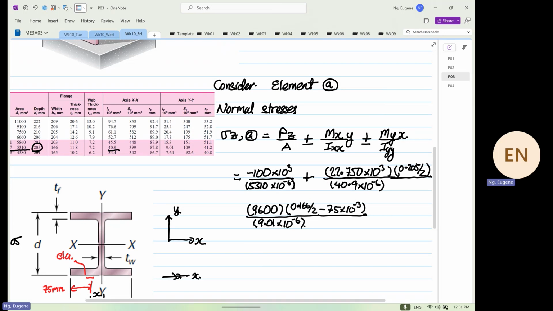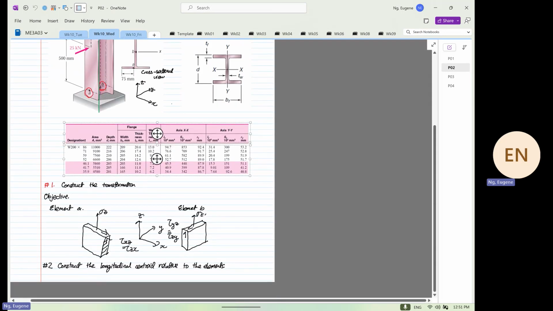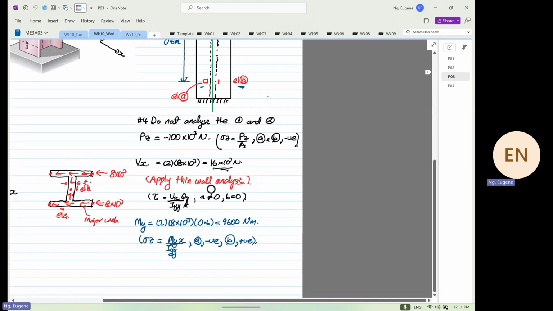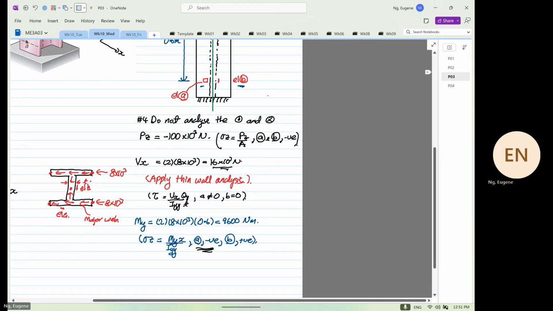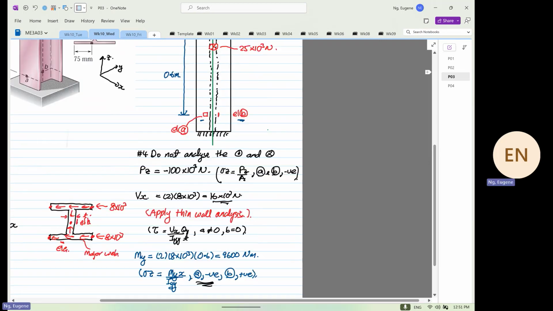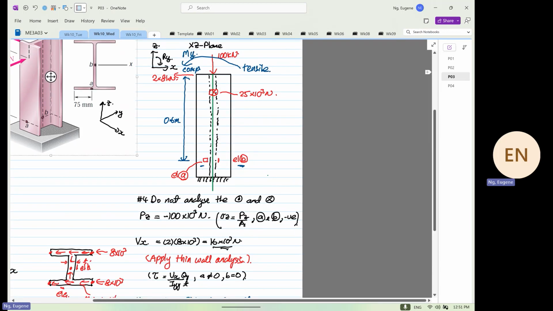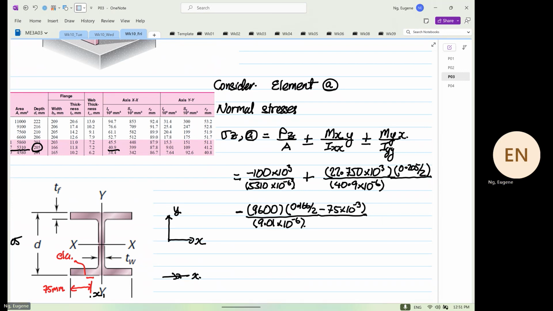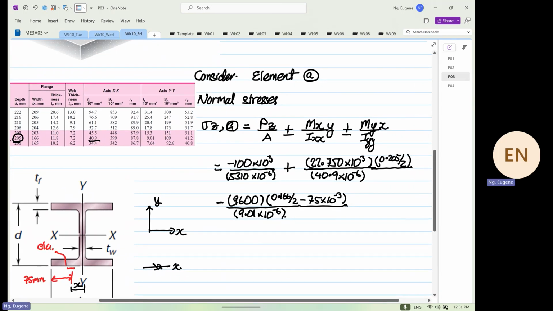For this case again, I could not remember what MY is doing on element A. If we go to the lecture, we realize that MY is inducing compression. Then you look at your diagram, and yes, it's doing compression. So now you know this is a minus sign. The normal stress is usually the easy one.